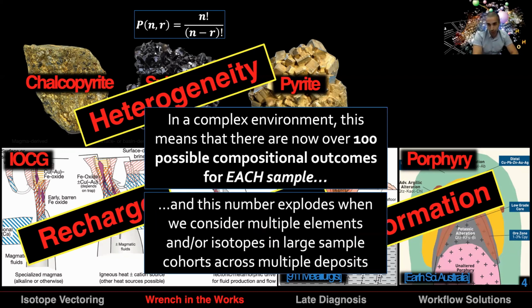When we start deciding that we actually need to take a more comprehensive or holistic approach to this, look at multiple elements and/or isotope systems, have a large sample cohort, look across multiple similar or different deposits, that really just balloons out somewhat beyond control, at least for current capabilities.